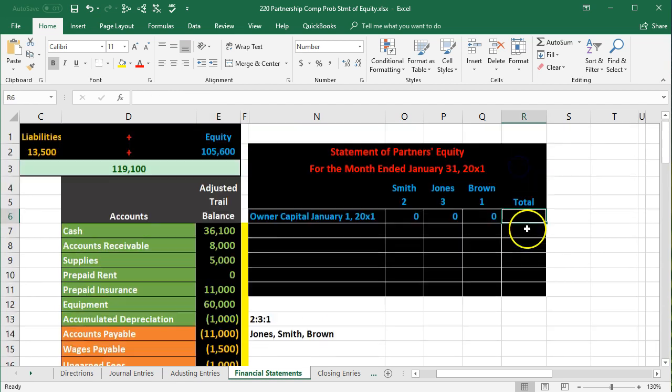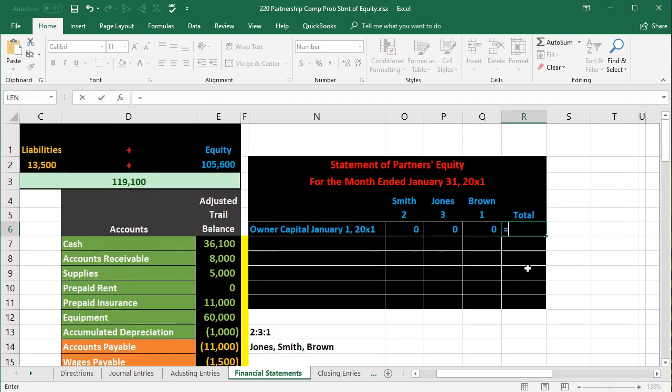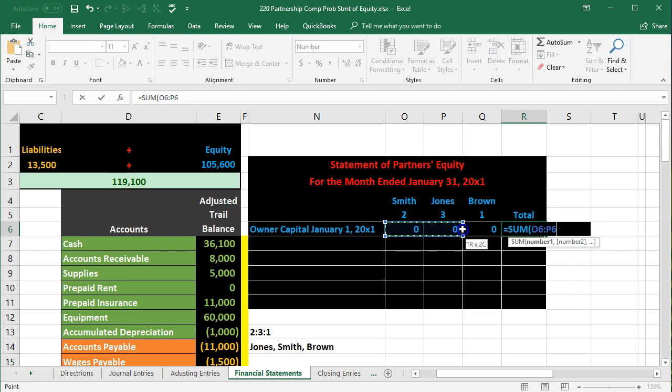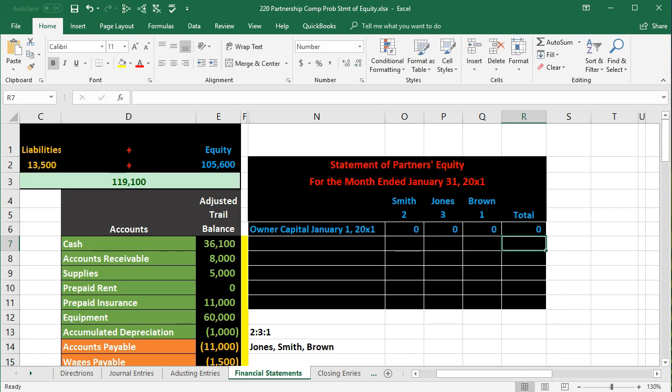So I'm going to go ahead and sum up these zeros here. So we're going to say equals the sum, even though I'm not just going to put a 0 and hard code a 0 in there. We're going to use formulas whenever possible to try to uniform the statement. So we're going to say sum of those items. There we have it.